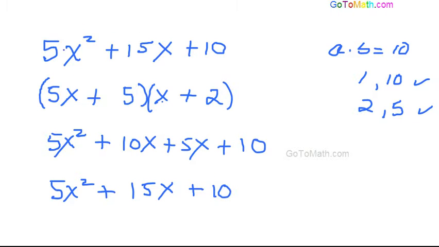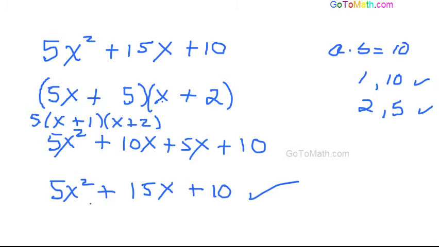Now, I think what's going on here is that there was something I was going to add to this. You notice there's a 5 here and a 5 here. Well, we could actually factor a 5 out, and this is what we're going to be left with: 5 times x plus 1. And then, of course, you'd have x plus 2. And that would be completely factored. Of course, you could factor a 5 out of all of this.